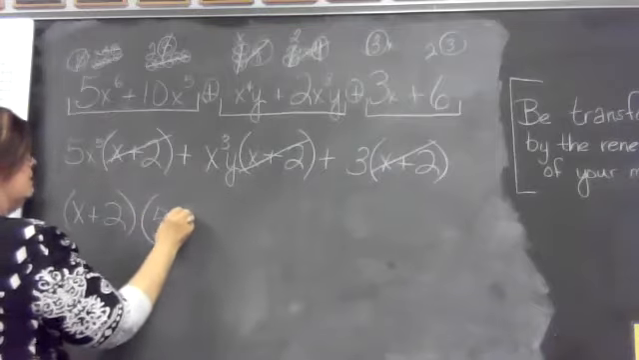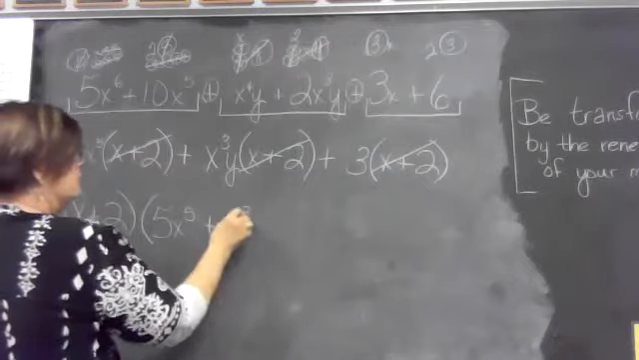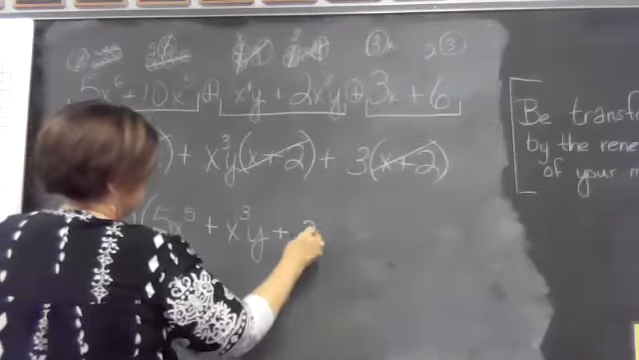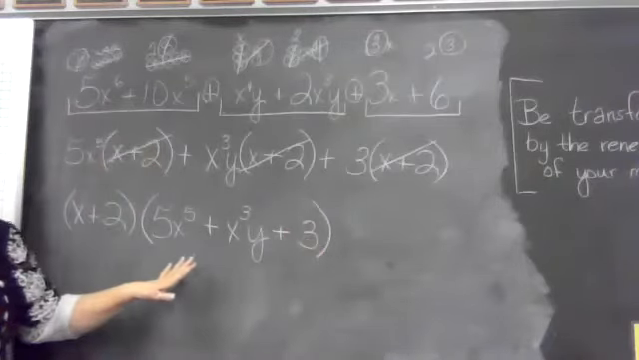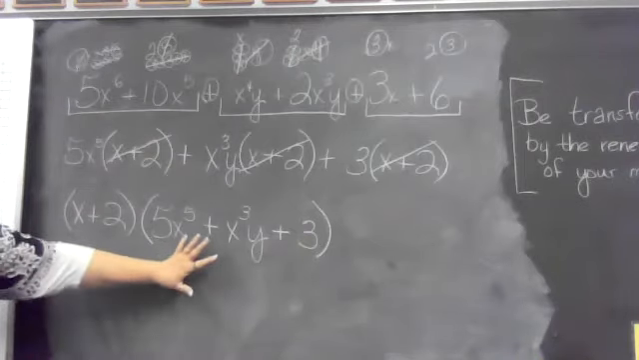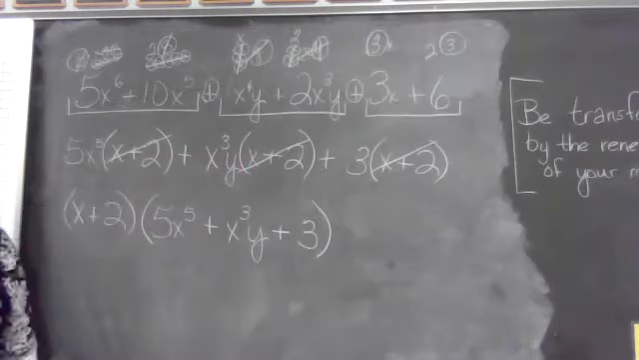5x to the 5th plus x cubed y plus 3. And although this looks big enough to be factored again, it's not. This is the end. This is your answer when you took out the greatest common factor.